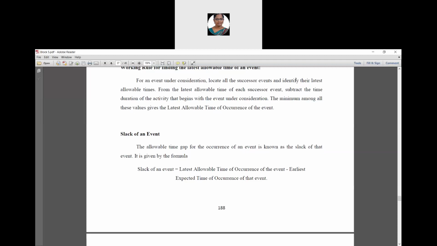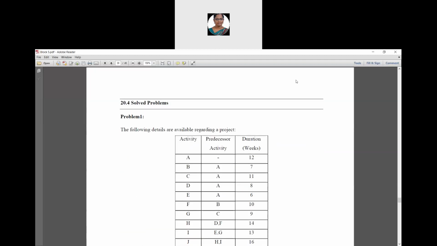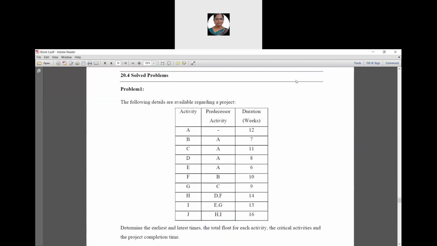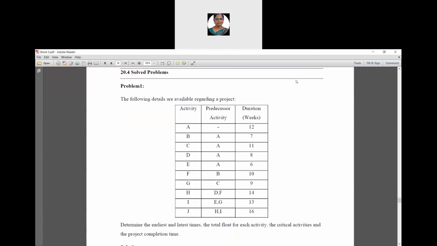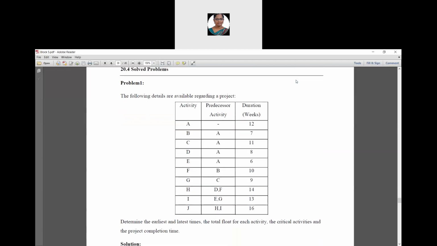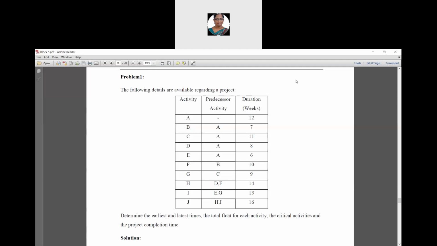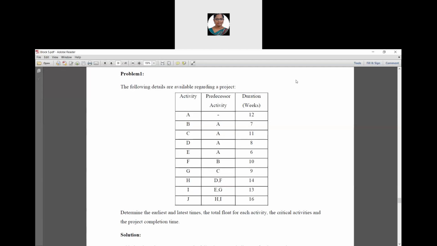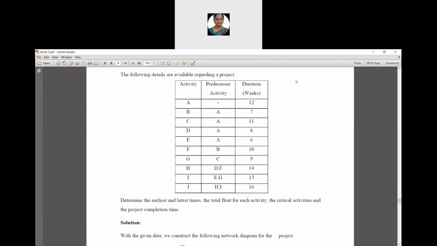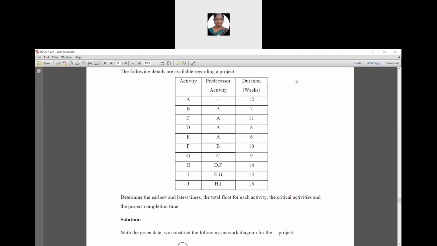Okay. Then solved problems. Problem number 1. The following details are available according a project. First column denotes the activity column, and the second column denotes the predecessor activity column, and the third column denotes the duration in weeks. We have to determine the earliest and the latest times, the total float for each activity, and the critical activities and project completion time. Okay.